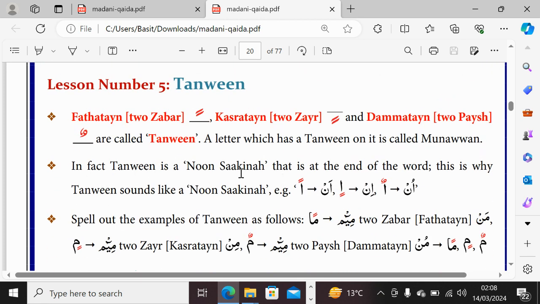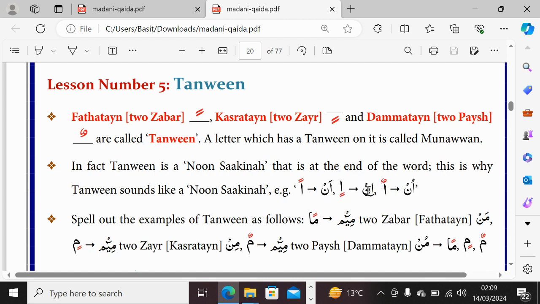In fact, tanween is a nun sakina. We will clear it with an example. That is at the end of the word. This is why tanween sounds like a noon sakina. Just like hamza two zabar, an. At the end of the word, we feel the sound of noon sakina. Inshallah, we will learn the concept of sakin words in detail in chapter number 7.